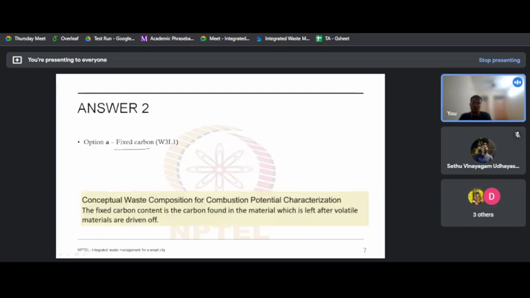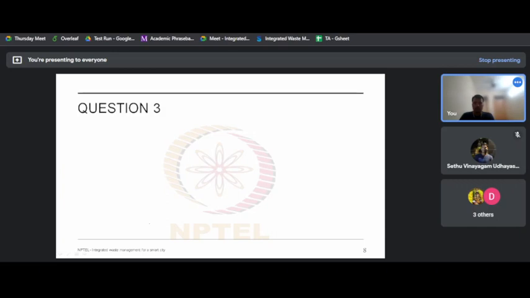Students can refer to the first lecture of third week. When we talk about the waste composition for combustion potential characterization, that is the heating value, fixed carbon content is the carbon found in the material which is left after the volatile materials are driven off. So this was the second question. Moving on to question number 3.